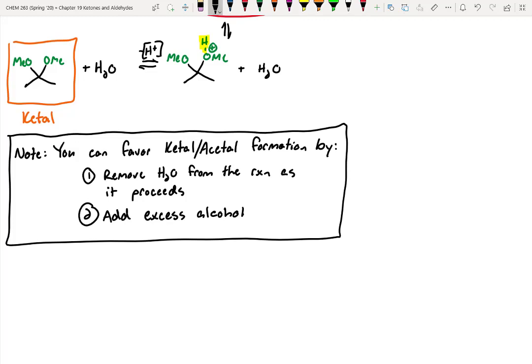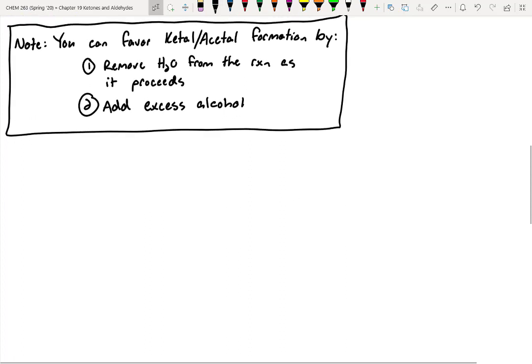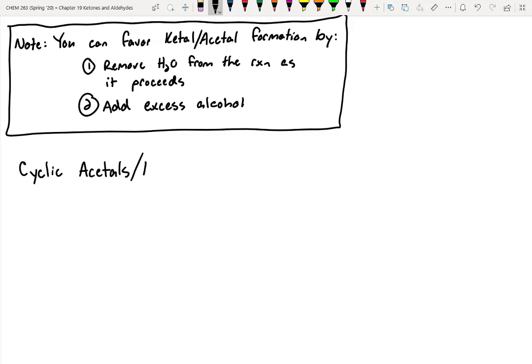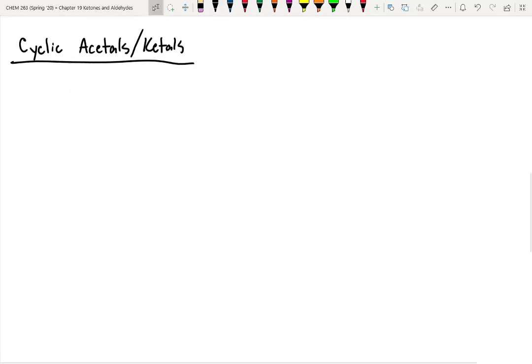All right, what I want to do next is kind of a variation on this, and I apologize, again, it's going to be very steppy. And this involves forming cyclic acetals or ketals. And I'll show you why this is useful, but let's first just practice the mechanism. So again, I'm going to use acetone as my generic ketone. Again, it'll work with aldehydes.